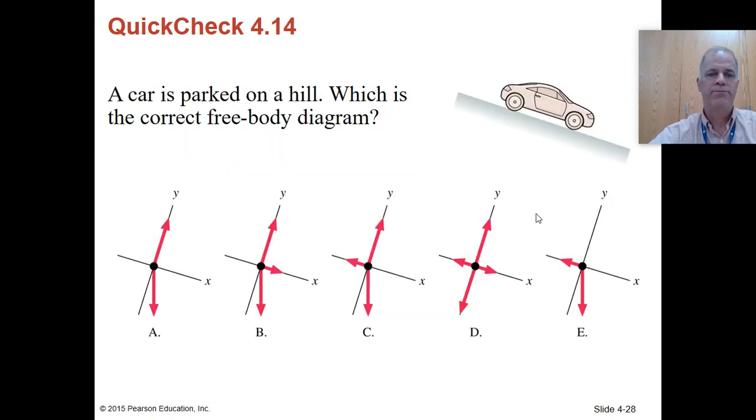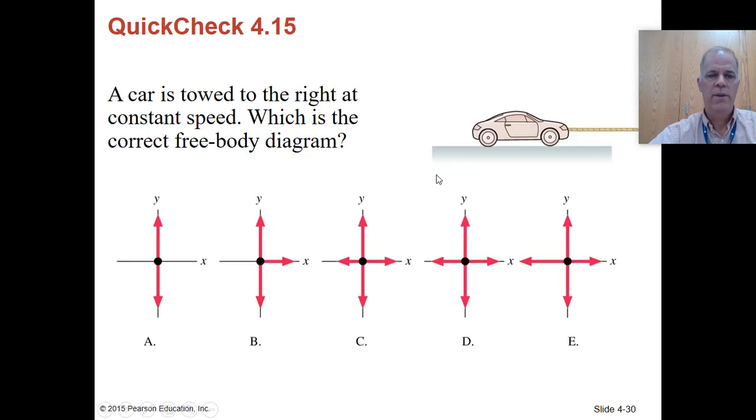Here's the next one. Car parked on a hill. The answer right about now, okay, it's this one. The weight always acts straight down. The normal force is always perpendicular to the surface, so that goes up and to the right. Since it's parked on the hill and not moving, there has to be some friction going up the hill to keep it from sliding down. Otherwise, like if it was option A over here, there'd be a net force going down the hill and the car would be coasting down and accelerating.